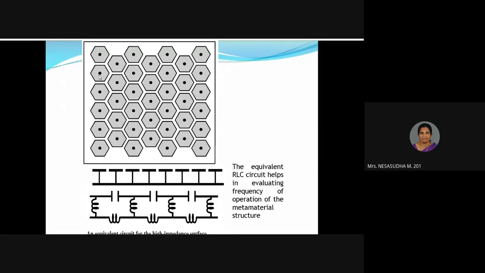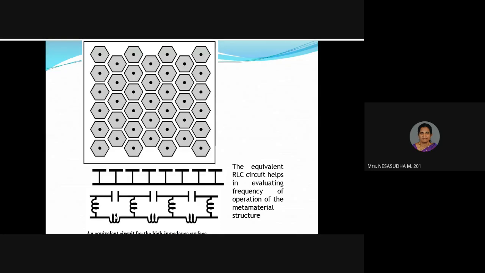Since all are connected together in this ground plane, that is a resistance. It is replaced like this. This vertical line is represented by an inductor, and this parallel plate gap is represented by the capacitor. So this structure is continued and repeated. Now where does the resistor come from?